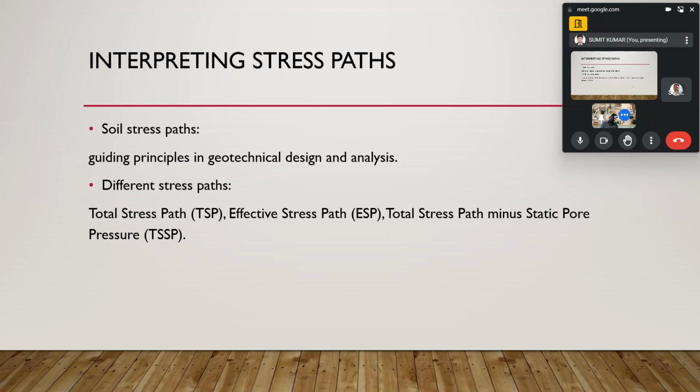So when we draw the graph for the OCR, you can see that the OCR value could be 1.5 and could be 5. So the soil in both conditions will not behave in a similar manner. So in a similar case, the stress path represents a guideline which we need to go with in order to state our result. Now, the different stress paths we are already aware of: the total stress path, the effective stress path, and the total stress path minus static pore water pressure, that is TSP minus static.